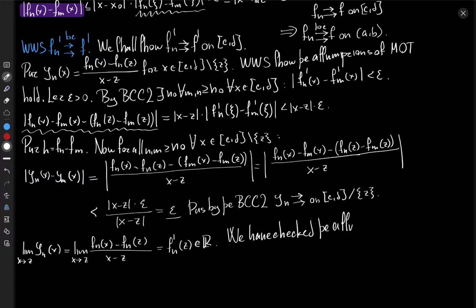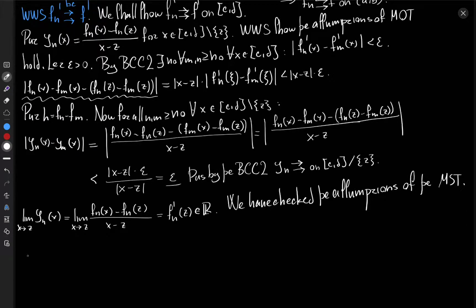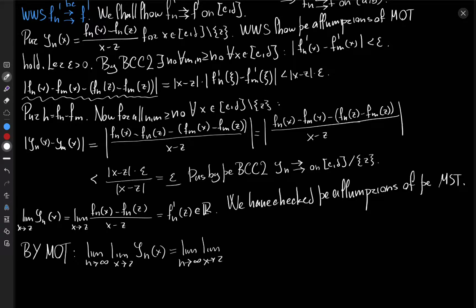So we have checked the assumptions of the Moore-Osgood theorem. But what next? Well, it's quite straightforward, because applying the Moore-Osgood theorem, we have that the limit as n approaches infinity of the limit as x approaches z of script Sn of x is equal to the limit as n approaches infinity of the limit as x approaches z of, by definition, fn of x minus fn of z over x minus z.